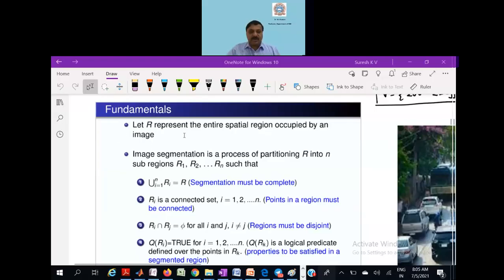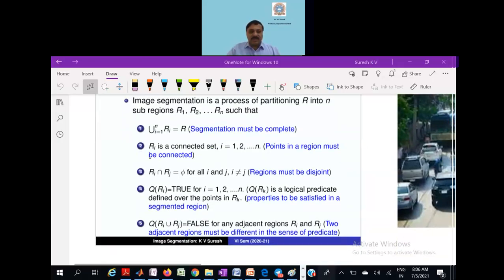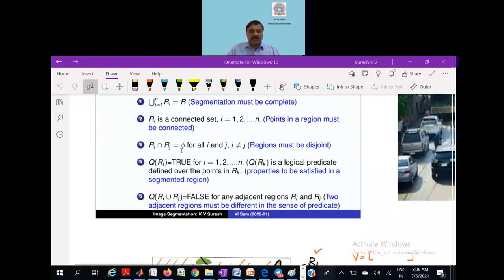So this is what we discussed in the last class. Suppose you have R as the entire region that I am segmenting. I can partition it into sub-regions like R1, R2, Rn, etc. And these sub-regions should satisfy some conditions. The first condition is the union of all these sub-regions should get back my image or the region that I started off with, which means segmentation must be complete and each region should be a connected set. The intersection of regions, as long as they are different, should be null. That means they should be disjoint.